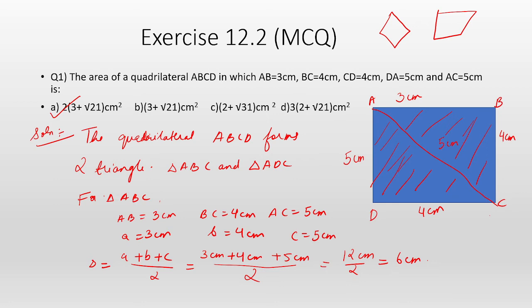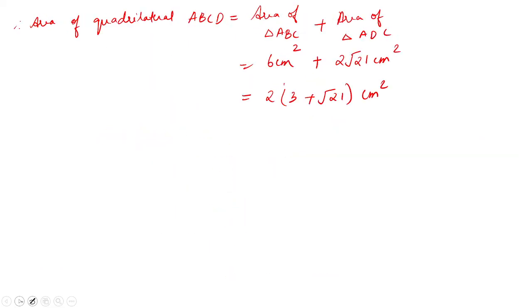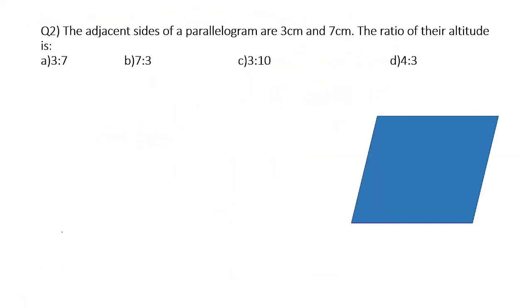Alright, so now we'll go with the second question of the MCQ. So the second question is this. The adjacent sides of a parallelogram are 3 centimeter and 7 centimeter. The ratio of their altitude is.